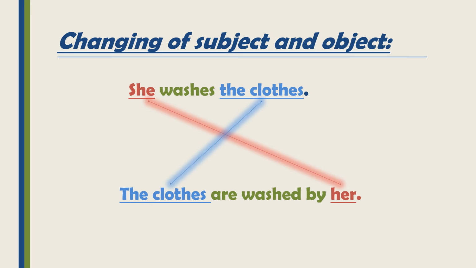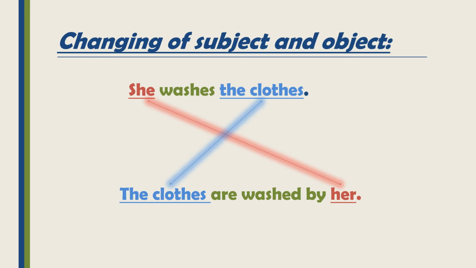Here is the first and the fifth point of rules, that is changing of subject and object. First of all, I will tell you how we will change the subject into object. Then I will tell you how we will change the object into subject. In the sentence she washes the clothes, the subject is she. She is doing the work. So she is the subject and we have to change it into the object. We have to change the place of subject into the place of object. But we have to change the pronoun case also.